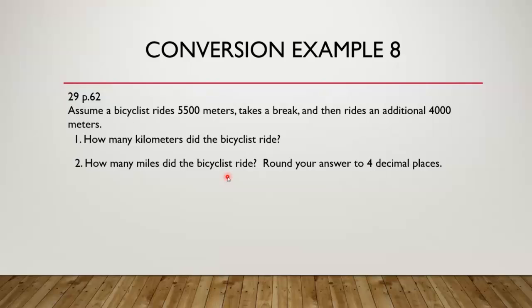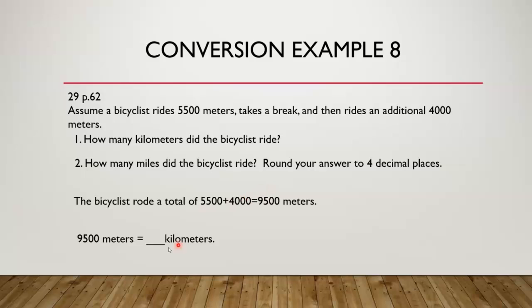So first, to be able to figure out how many kilometers there are, let's first figure out how many meters the bicyclist rode. Right? He rode 5,500, took a break, then he rode 4,000. Well, in all, he rode about 9,500 meters, right? How much he rode altogether. So really what the question is asking is, how many kilometers is 9,500 meters? So we want to know how many kilometers this is equal to. That's really what we're asking.